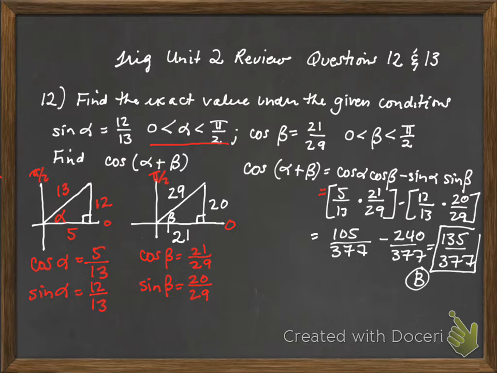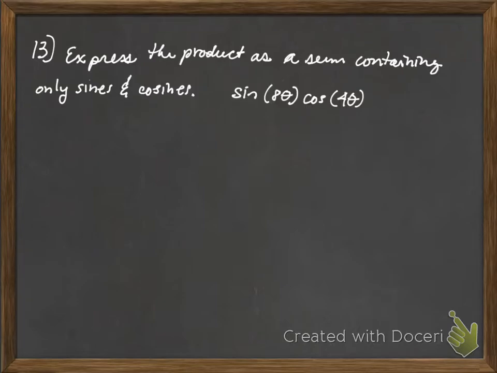Alright, so that's how you would do a problem like number 12. Let's go ahead and look at number 13. Number 13 reads, express the product as a sum containing only sines and cosines: sine of 8 theta, cosine of 4 theta.